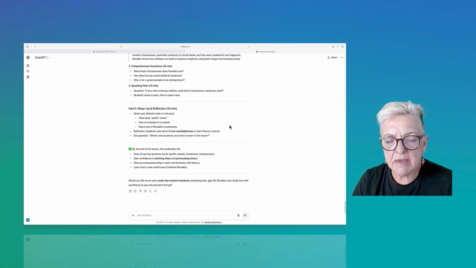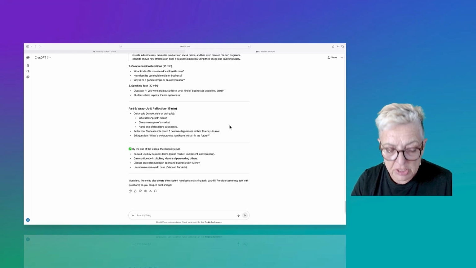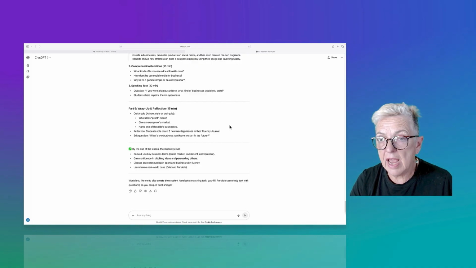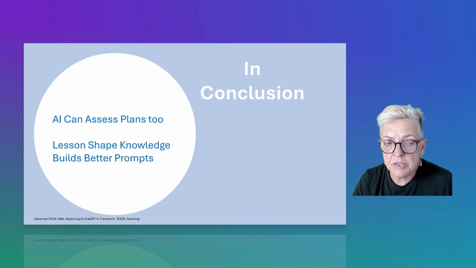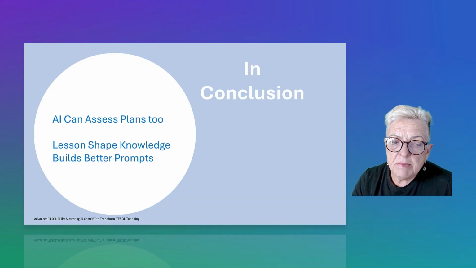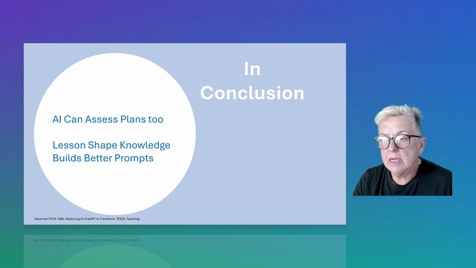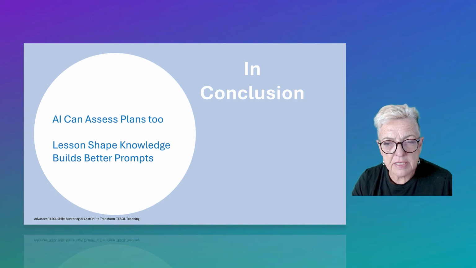So from macro to micro, it all depends on your classes and the information that you put in, and you can get out what you want. So AI can assess your plans too. Lesson-shaped knowledge builds better prompts. So the more information that you can give it, the better the information you will get back. But it's surprising what it can do with very little.